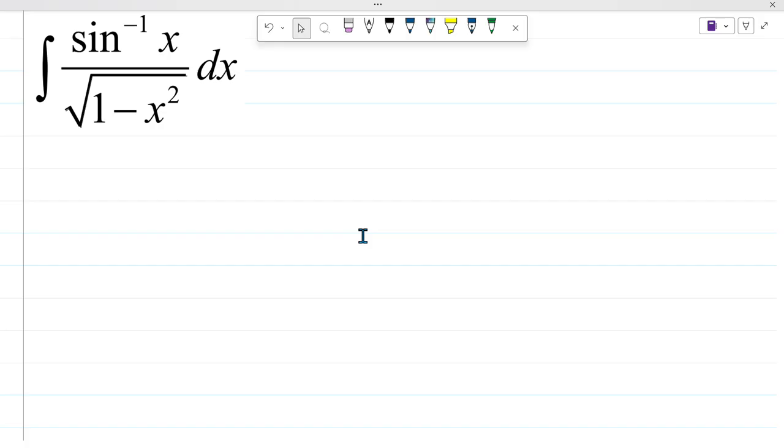We are given that the integral of sine inverse of x divided by square root of 1 minus x squared dx is what? So they want us to find out what is the integral of this.